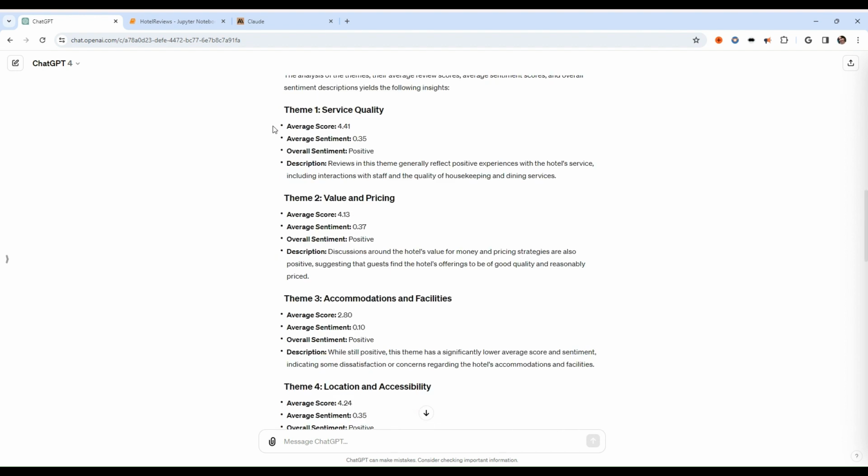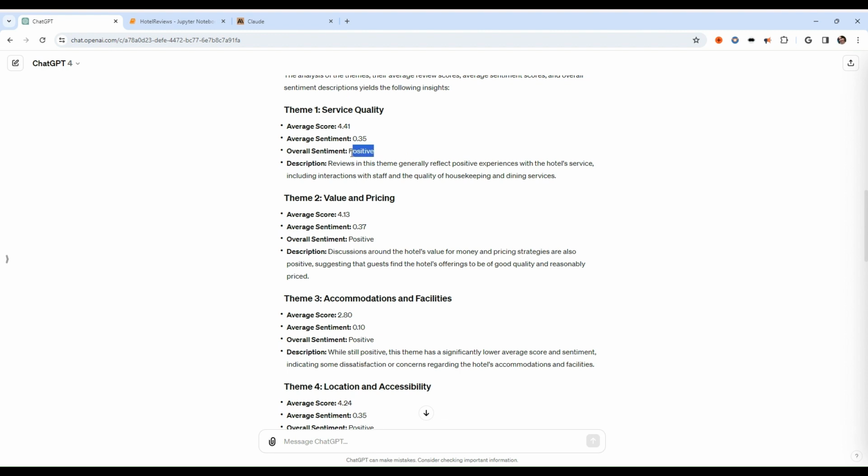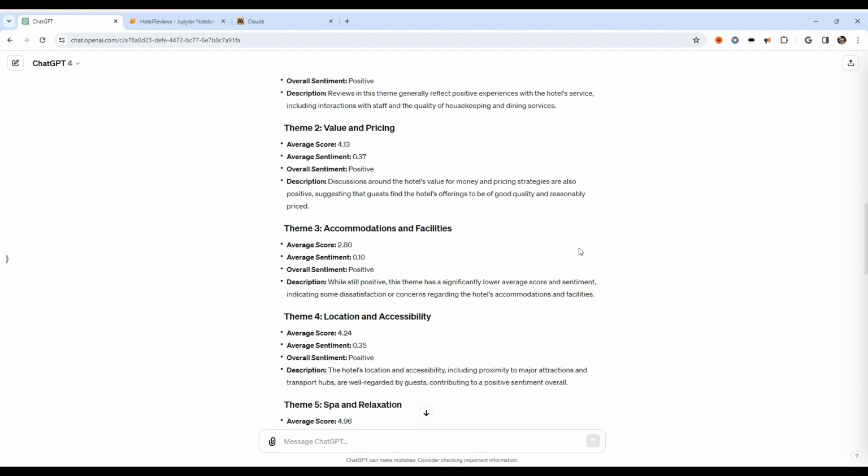For theme 1, we see that the average score is 4.41. Our sentiment is 0.35. That is, -1 would be the most negative, and 1 would be the most positive. So overall, the sentiment is positive. For value and pricing, our average score is 4.13. Again, we've got some good sentiment there.